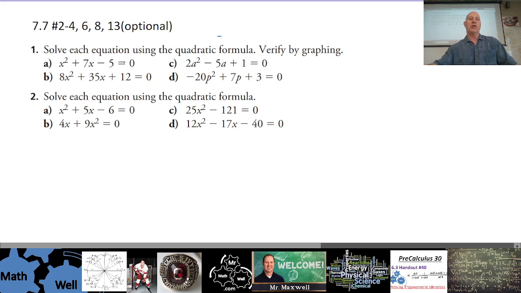So number one says solve each using the quadratic formula. So solve each equation, verify by graphing. I will do one, and I will show you how you can verify by graphing, right? We should know this, but let's go over it.